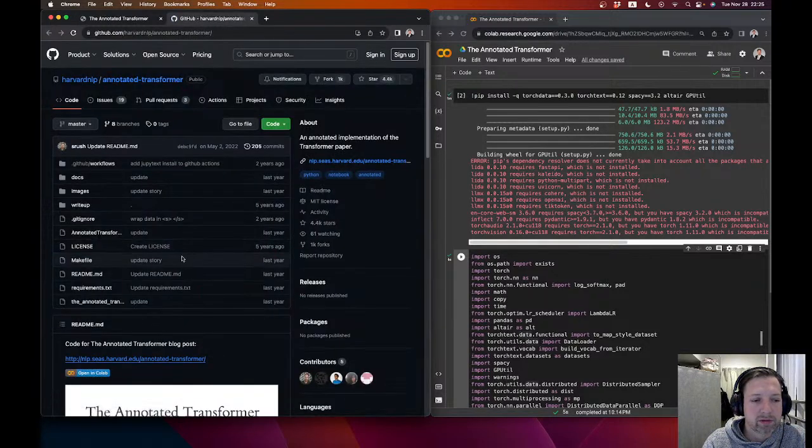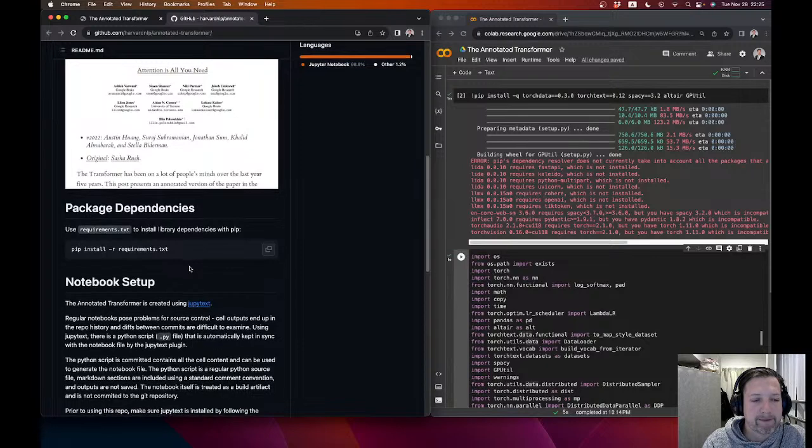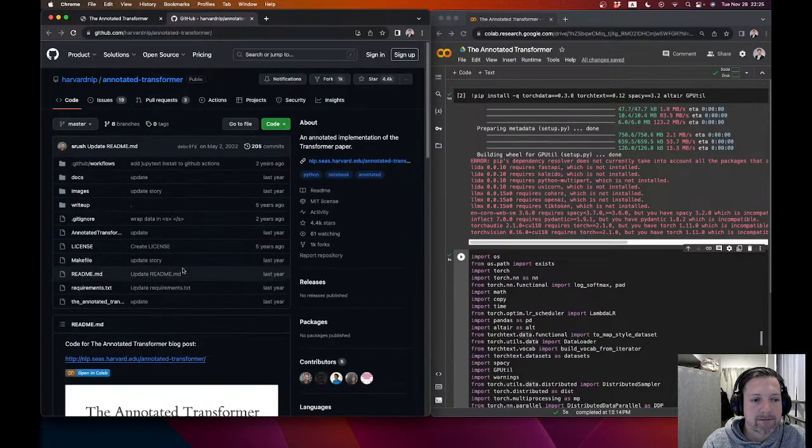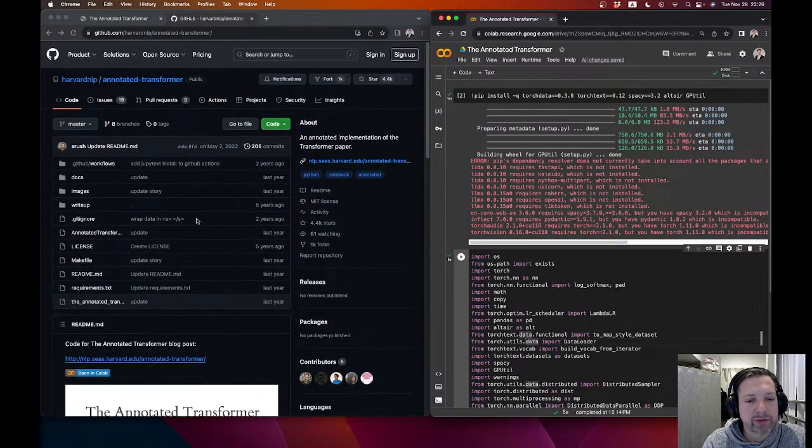Let's see if maybe we can. Okay, maybe just to be sure. Yeah, we'll just try this on the Google Colab, and then if that doesn't work, maybe we can just clone this repository and run this locally. I don't have a GPU on this machine, so I'm not sure if this will run out of the box, but I guess we'll see.